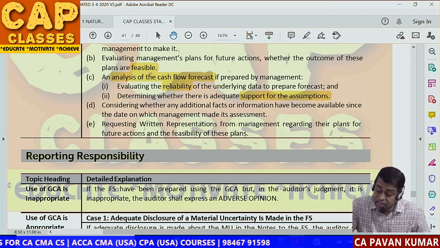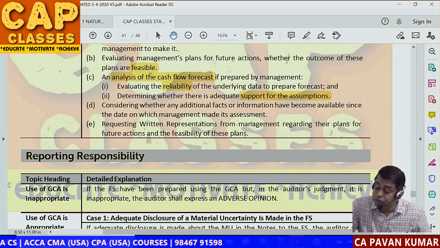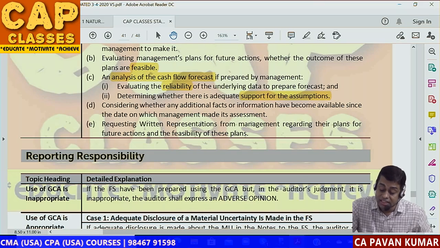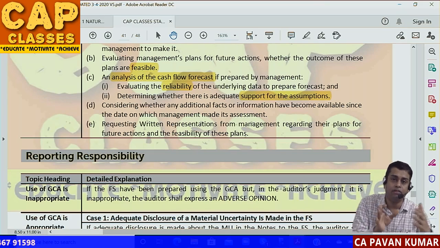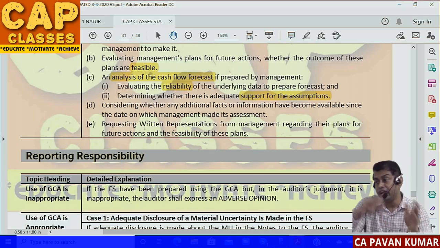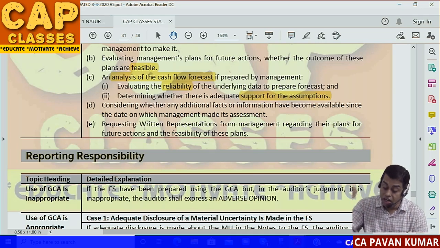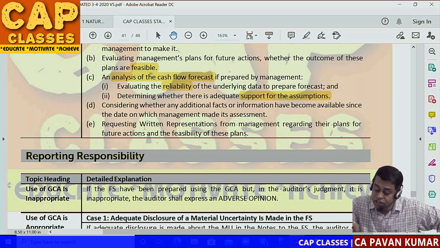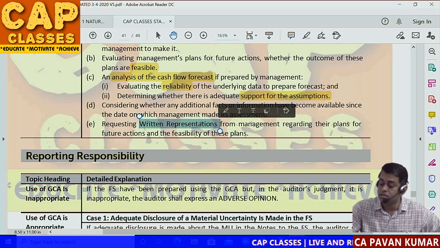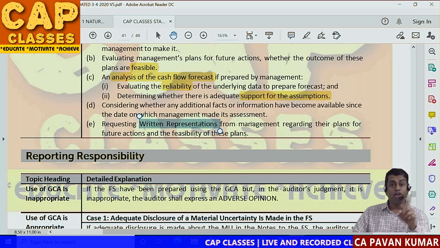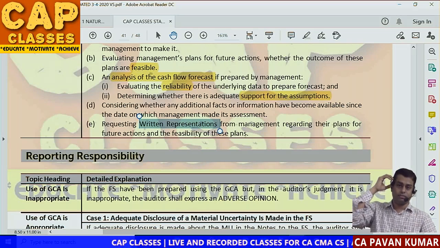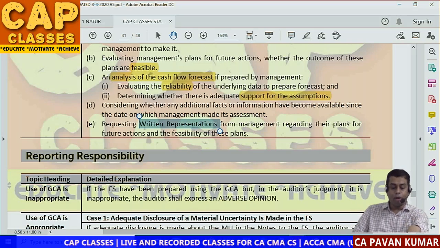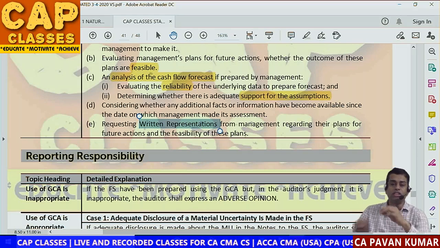Then, considering whether any additional facts or information have become available since the date on which the management has made its assessments. Any extra information after assessment, after management prepared the forecast, if any updates happened, the auditor will consider that matter also. Requesting written representations. About what? Not about going concern. About the feasibility of future actions. So, this is the problem. How do you want to solve this problem?